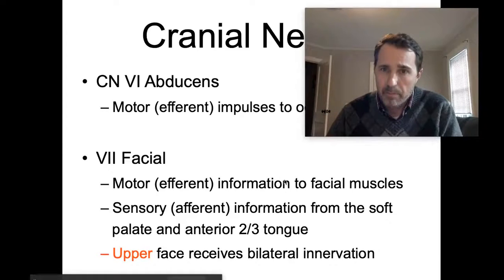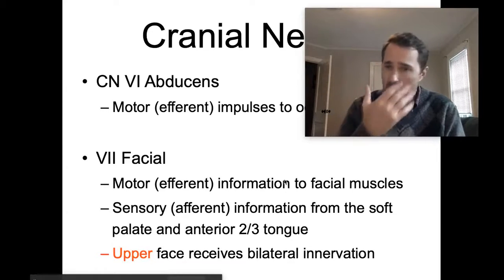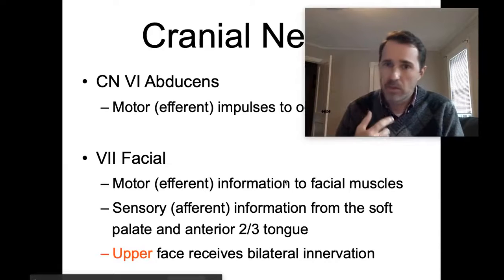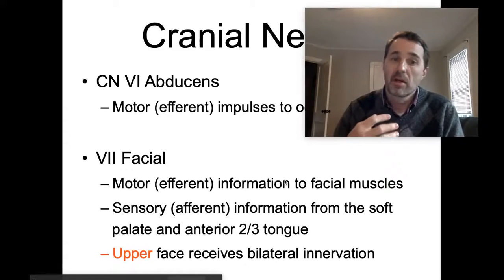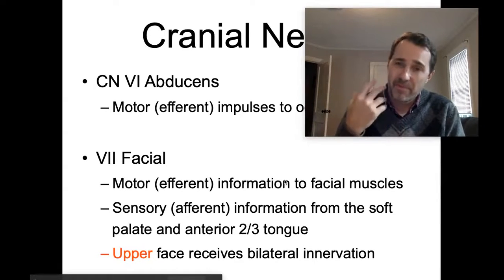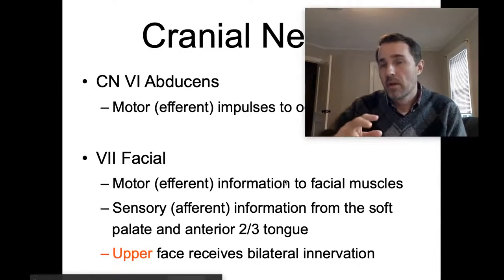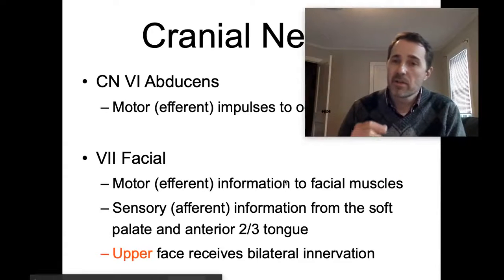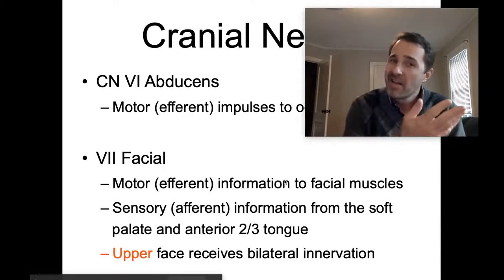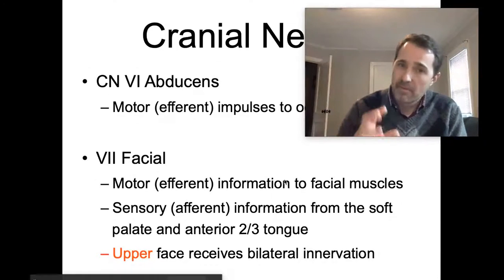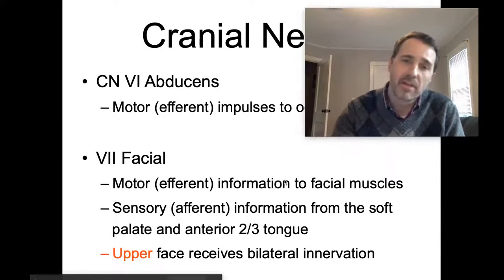The facial nerve, motor to the face. So all those facial muscles that you learned, zygomaticus minor, zygomaticus major, orbicularis oris, risorius, all those are innervated by the facial nerve. All those muscles get their efferent signals from the facial nerve. And then the facial nerve also transmits sensory information from the anterior 2/3 of the tongue.